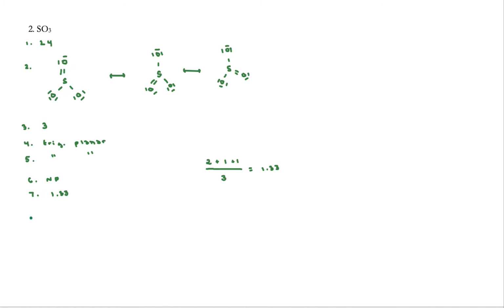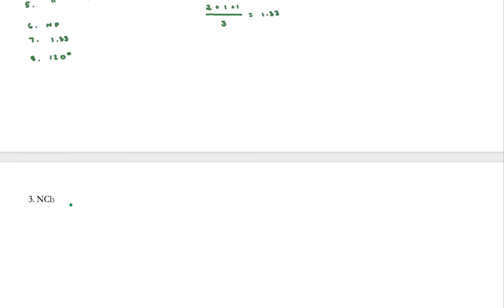All right. And then for number 8, determine the bond angle. Since I have 3 electron domains total, right? And a circle is 360 degrees, since I have 3 of them, that means my bond angle is going to be 120. All right, let's look at the next one.